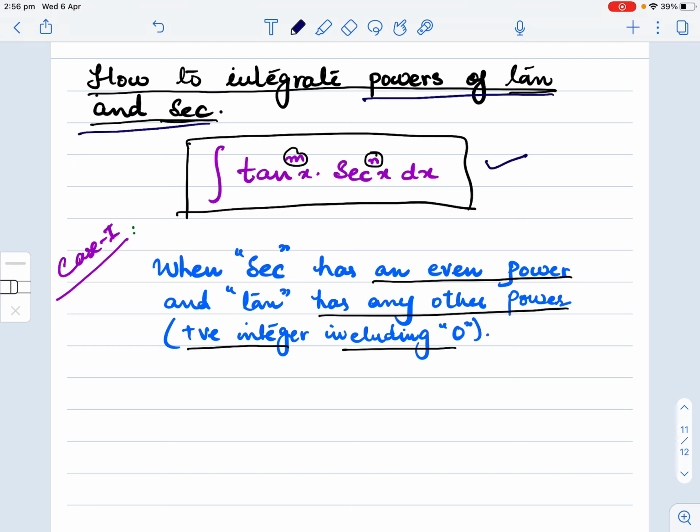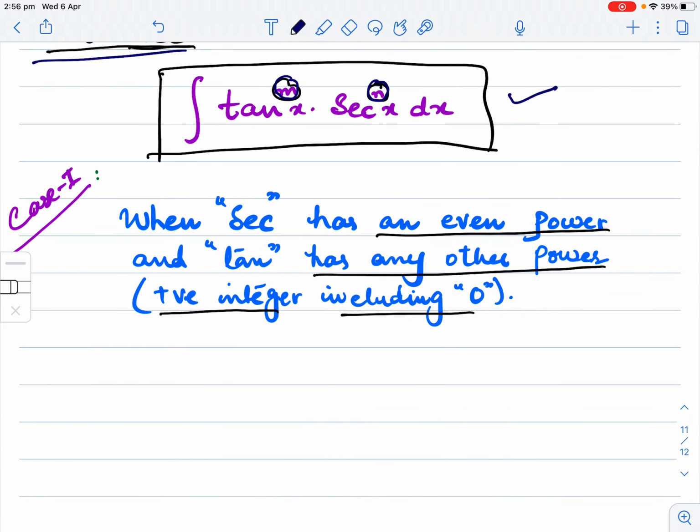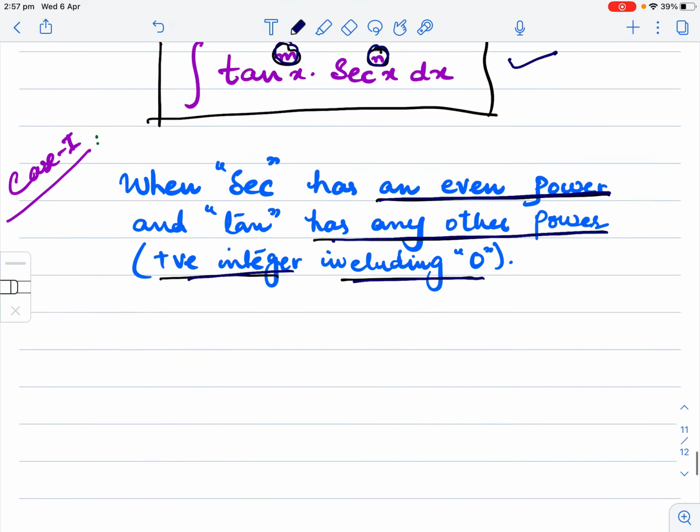And I have this integral. You can see integral tan^m x sec^n x dx. And here is case 1 for you. In case 1, we are going to discuss when sec has an even power and tan has any other power, a positive integer including 0, then how we solve it.